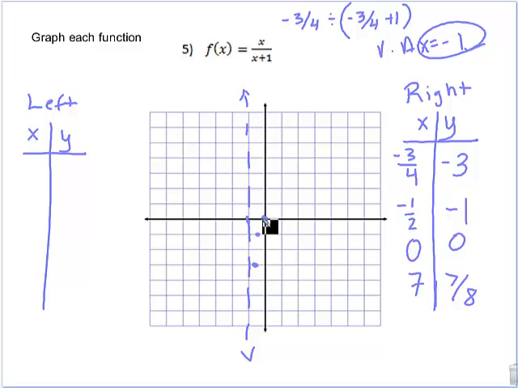And then 7, 7/8. What can you tell me about 7/8? Is it still under 1 or is it over 1? It's still under 1, so we're just going to put that right underneath that 1 there.